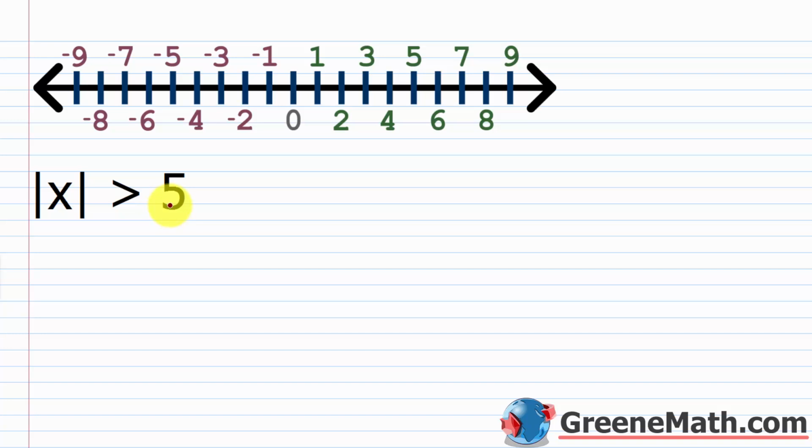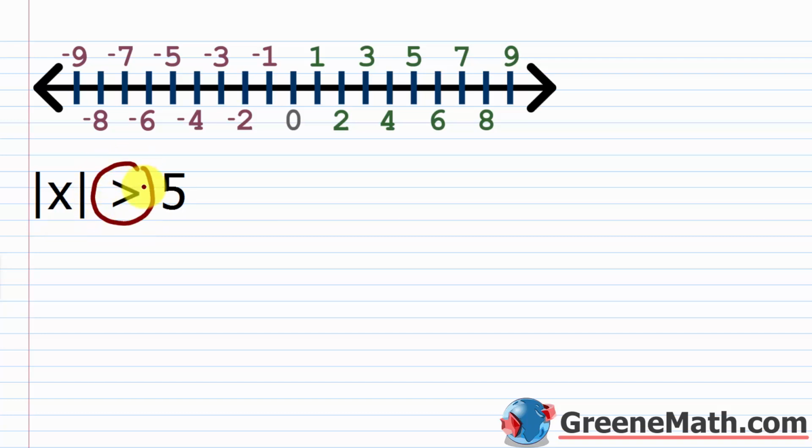So using our understanding of absolute value, what am I asking for? What can I plug in for x here that would satisfy the inequality? Well, remember, if I'm taking the absolute value of something, I want to know the distance from that to 0 on the number line. The absolute value of x is greater than 5 is saying that x can be any value whose distance from 0 is greater than 5.